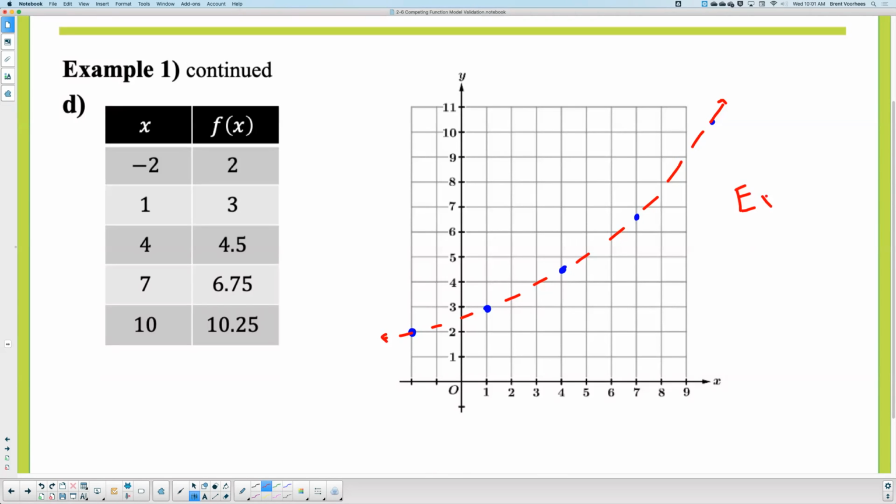What type of exponential function is this? Growth or decay? Growth. The reason it's growth is because it's always increasing. Very good. It's always increasing.